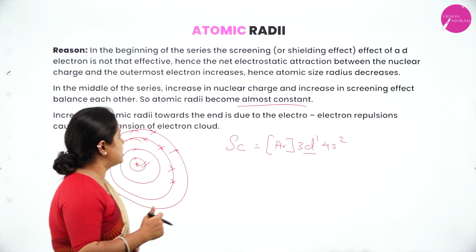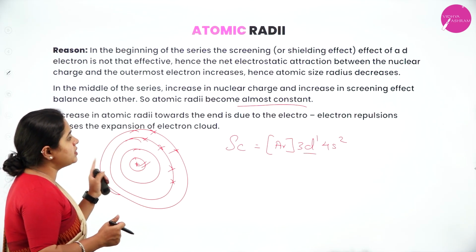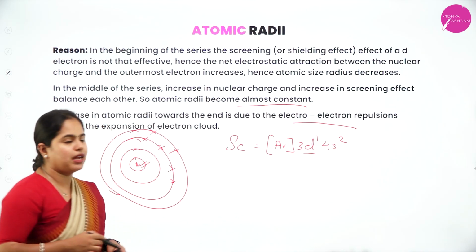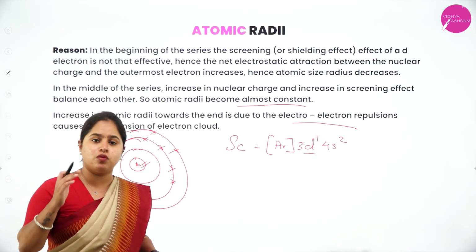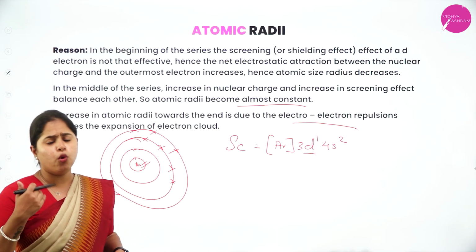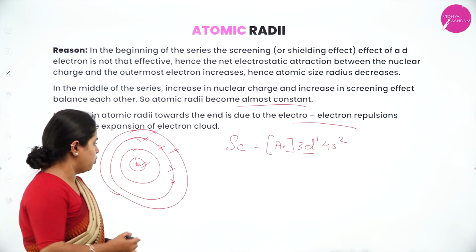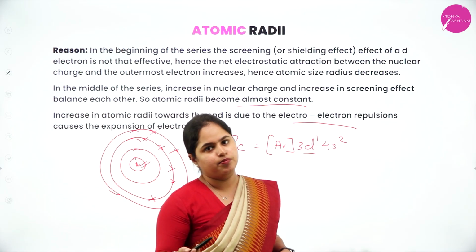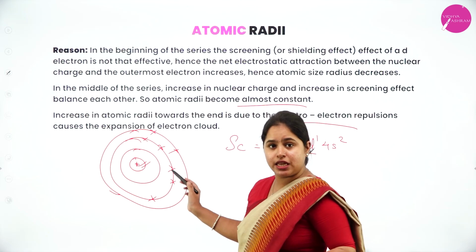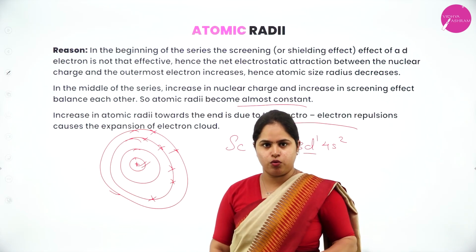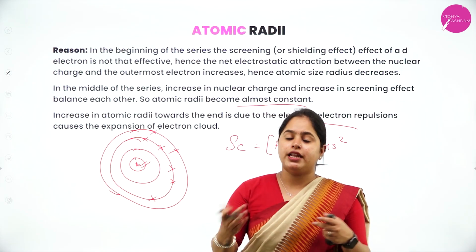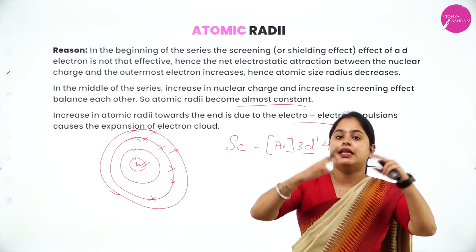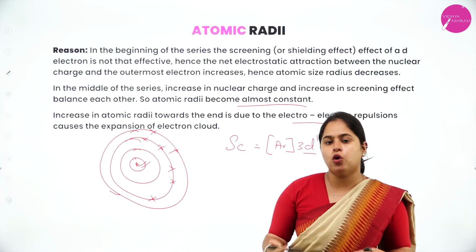Now, towards the end, let's see. The increase in atomic radii towards the end is due to the electron-electron repulsions causing the expansion of the electron cloud. Towards the end, more d electrons will be present, which means the screening effect will be very high. So these inner electrons will screen the outer electrons from the nucleus. The electrostatic force of attraction between the nucleus and the electrons will become less and hence the size will increase. So I hope this is clear.